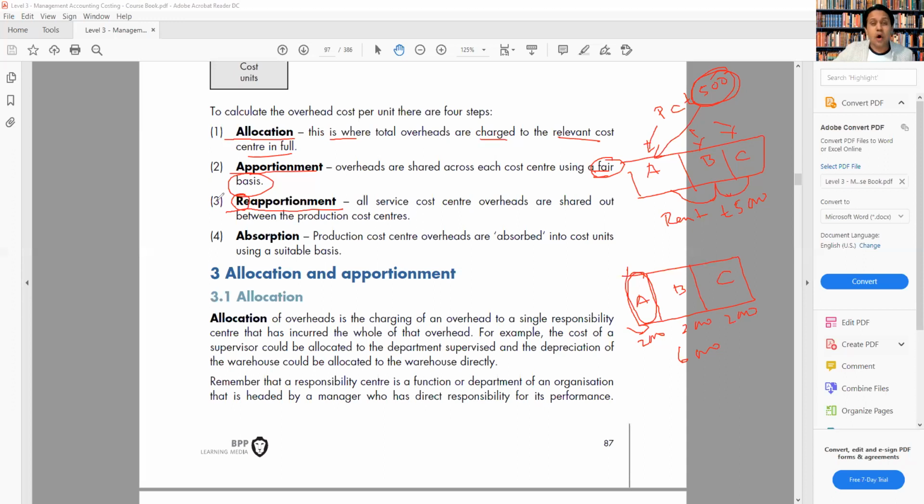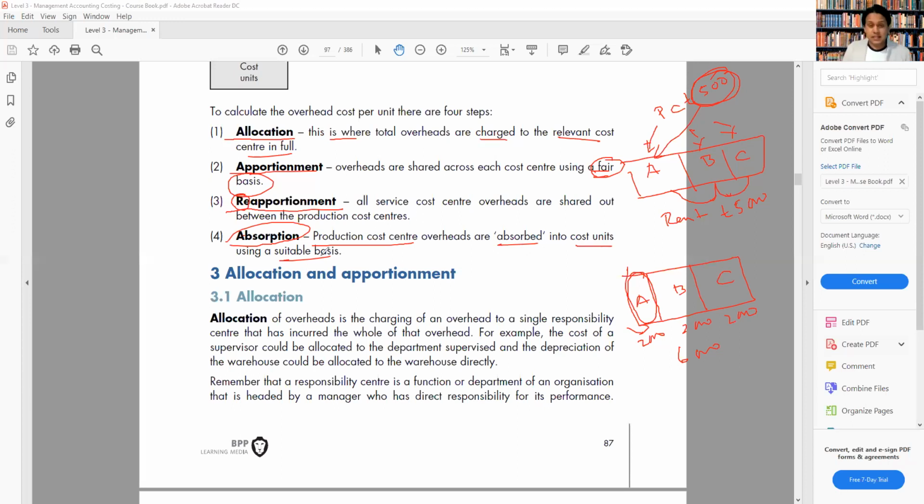Reapportionment means bring all the service department overhead to the production department. Finally, you have absorption. Once I have everything, I added everything, that will give me the absorption. It's the production cost. Production cost center overhead are absorbed into the cost unit using a suitable basis.